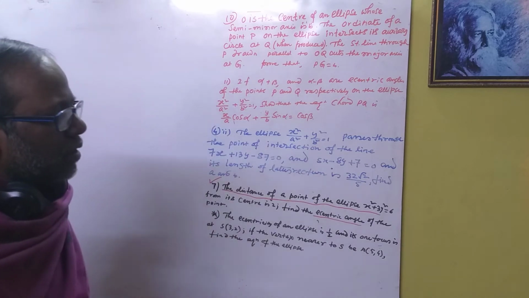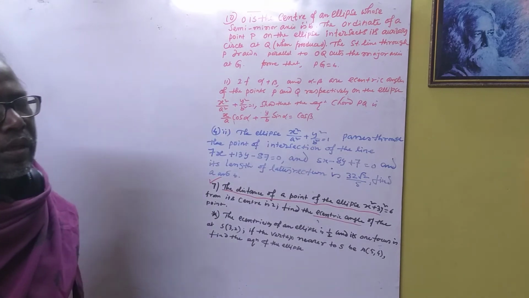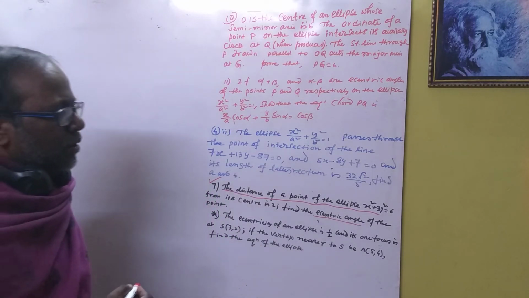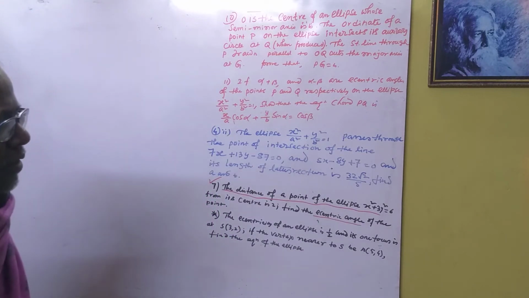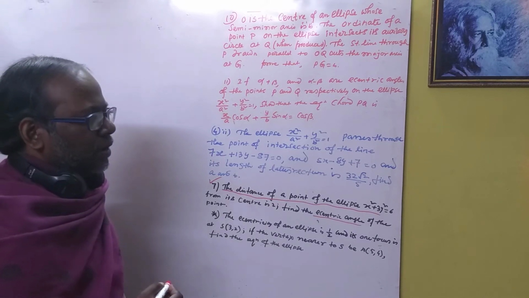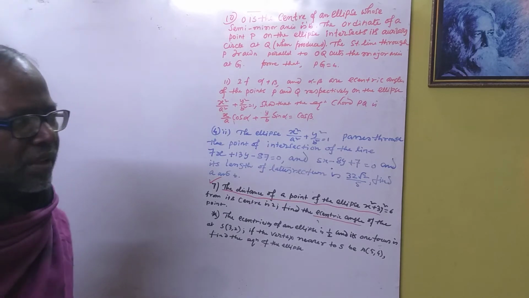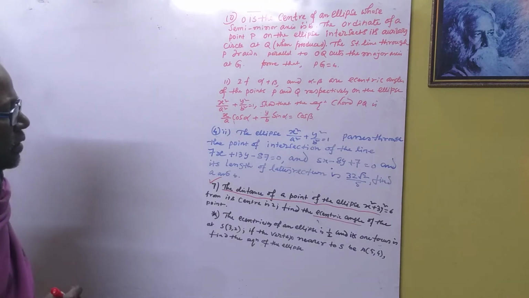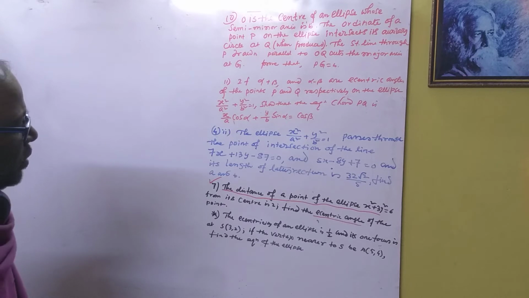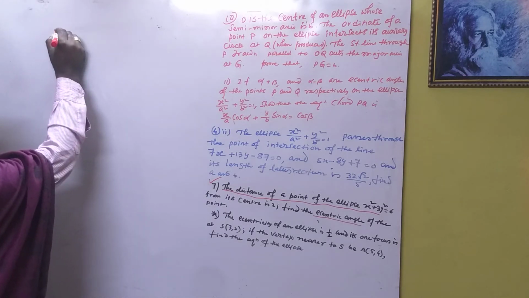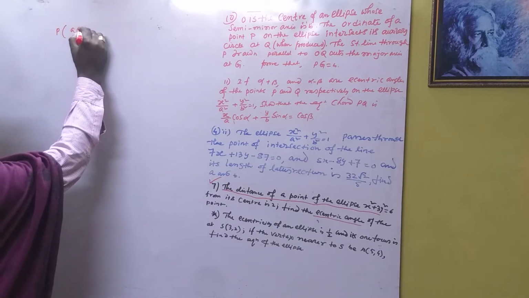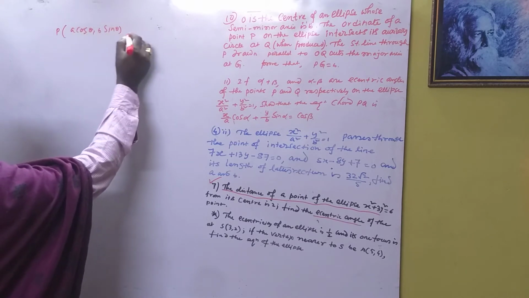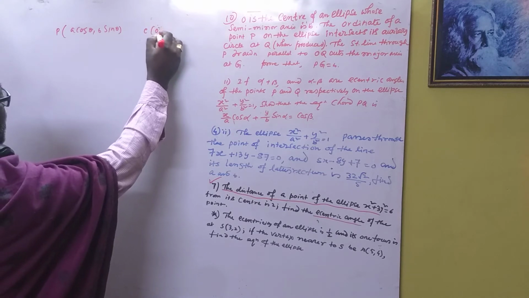If the parametric coordinates of this ellipse are a cos theta, comma b sin theta, where a and b are the lengths of half of the major axis and minor axis, then theta is called the eccentric angle. Now let us assume the point is P, that is a cos theta, comma b sin theta, and C is the center, here 0, 0.